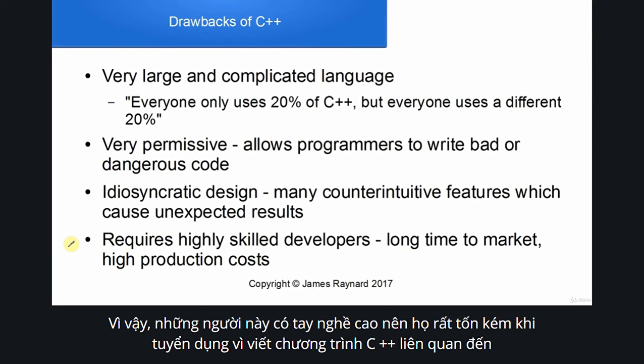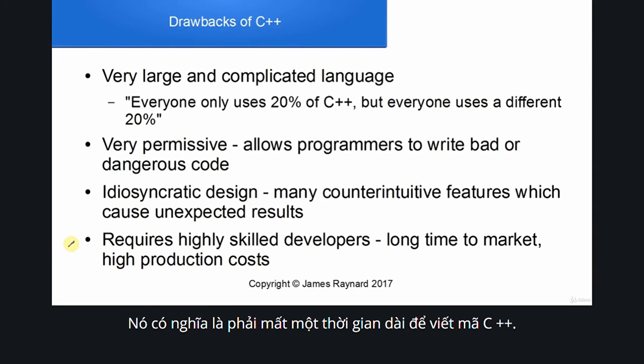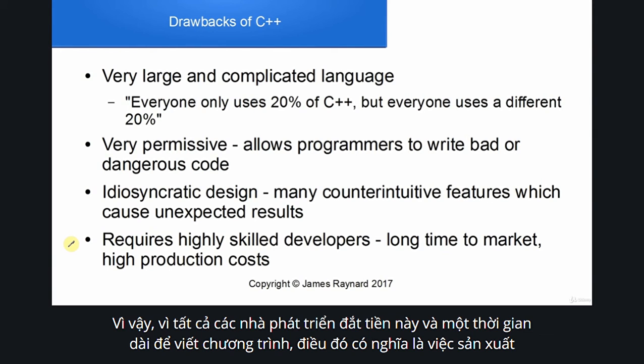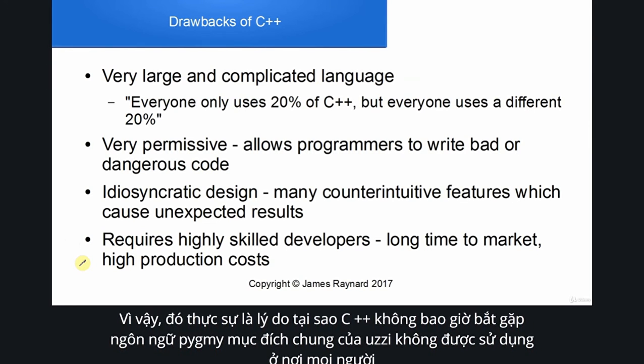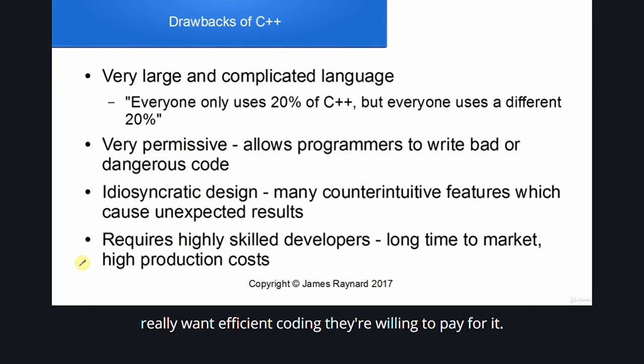Because writing a C++ program involves doing lots of compiler checking and then fixing all the errors when they appear, it means it takes a long time to write C++ code. The advantage is that it runs quicker when you do actually get it there. So because of all this, expensive developers and a long time to write the program, it means that the production costs for C++ programs are pretty high. So that's really why C++ never caught on as a general purpose programming language. It's normally used where people really want efficient code and they're willing to pay for it.